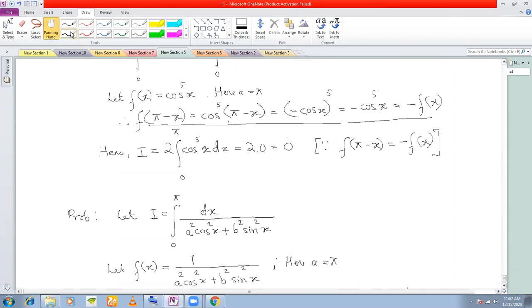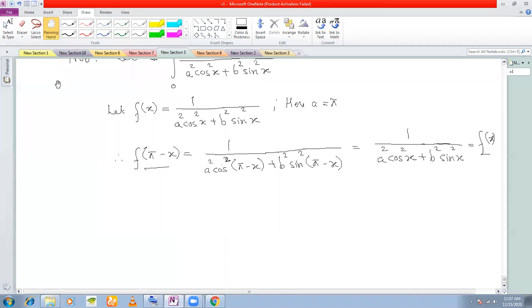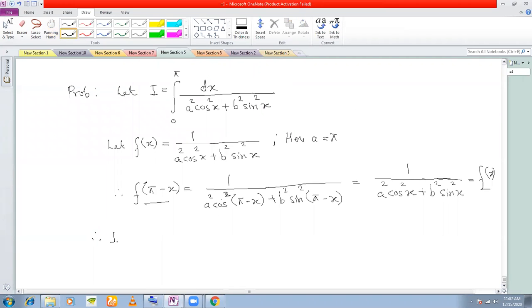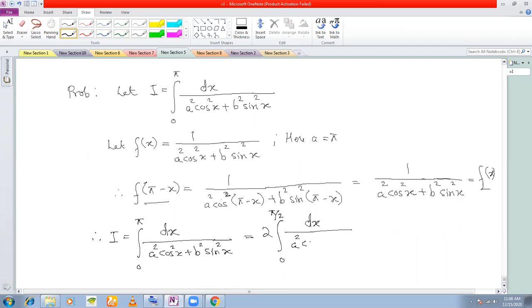Therefore, I is equal to integral 0 to pi dx by a square cos square x plus b square sin square x, which is equal to twice integral 0 to pi by 2 dx by a square cos square x plus b square sin square x. Right? Yes, sir. Now how to evaluate this integral?